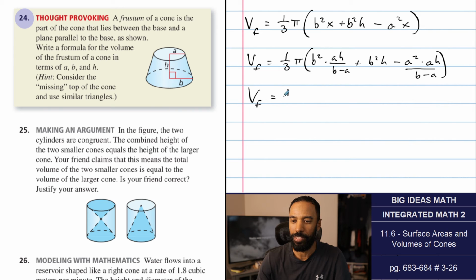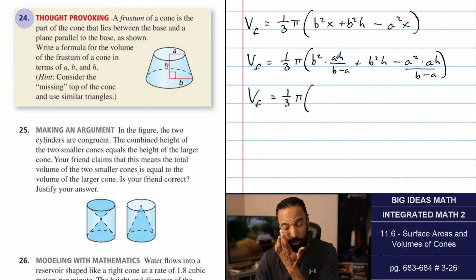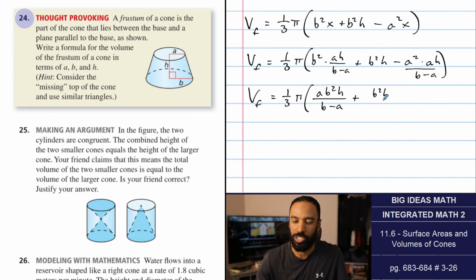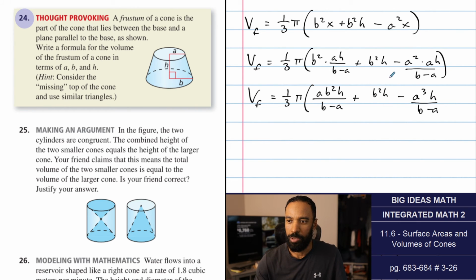So VF equals 1/3 pi times. Now, if you notice here, I'll write things alphabetically. I'll have a b squared h over, looks like h is a common factor as well, over b minus a, plus b squared h. Notice this doesn't have this common denominator, the other ones do, minus a cubed h over b minus a. This is missing the b minus a. If I multiply top and bottom by b minus a over b minus a, then I'll have a common denominator in all three of these.